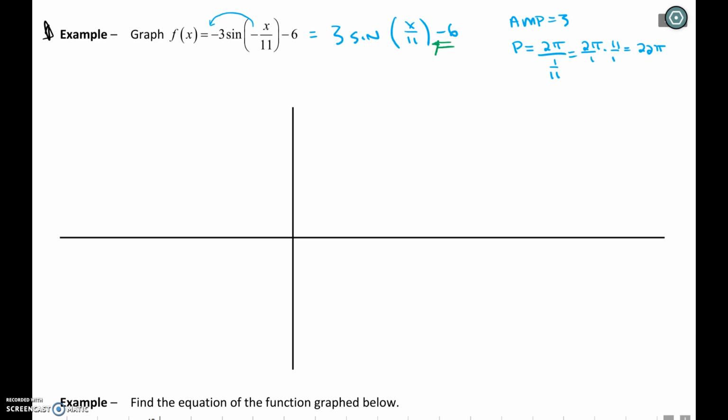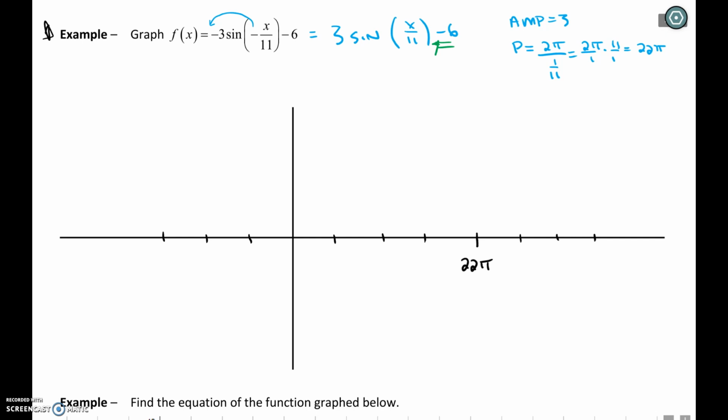All right, so let's start with the period. I'm going to mark off one period. That's going to be 22 pi. Then I'm going to divide that into 4 parts. And then I'm going to do a few tick marks on each side to get some extra graph, extra periods, whatever you want to call it.